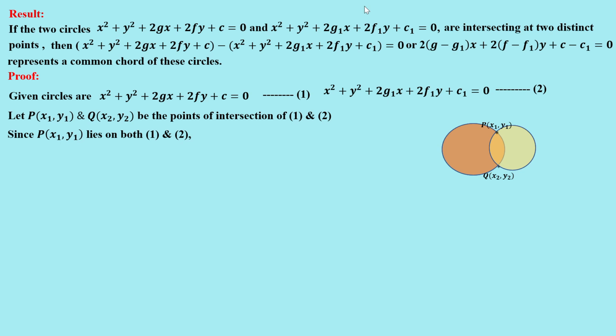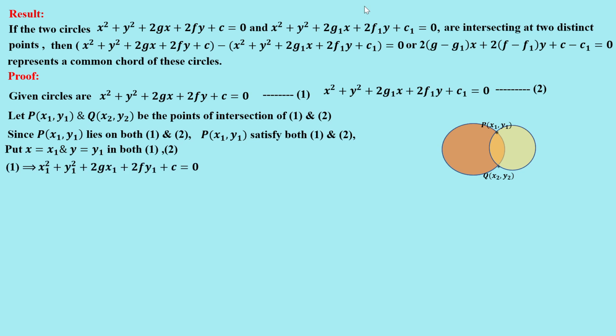Since P(x1, y1) lies on both 1 and 2, P satisfies both 1 and 2. So put x = x1 and y = y1 in both 1 and 2. So 1 implies x1² + y1² + 2gx1 + 2fy1 + c = 0. That is equation number 3. 2 implies x1² + y1² + 2g1x1 + 2f1y1 + c1 = 0. That is equation number 4.